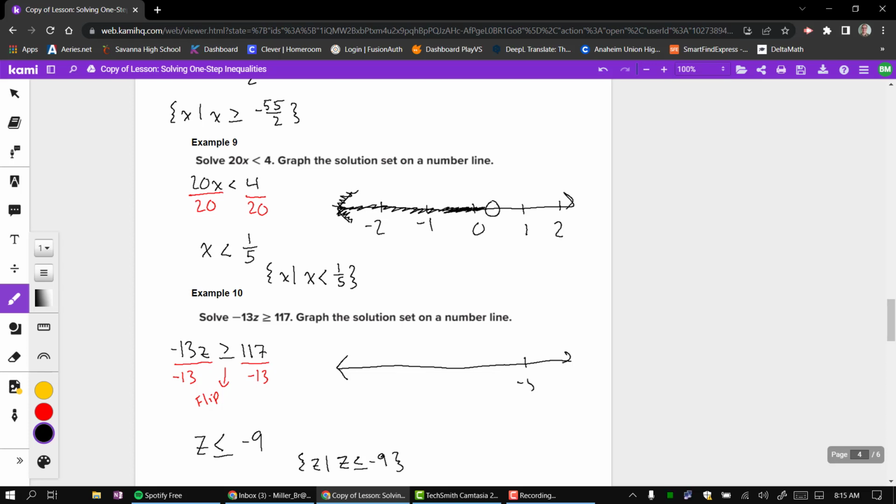So I have -5, -6, -7, -8, -9, and -10. I'm going to put a closed circle because it has or equal to, so a closed circle at -9. And I want values that are less than that, so I'm going to shade everything to the left, less than -9.